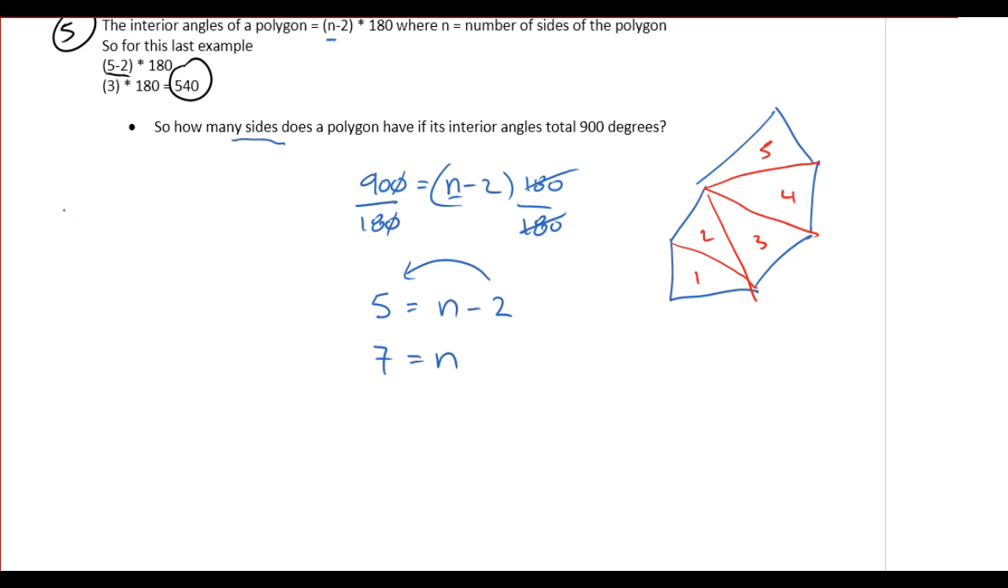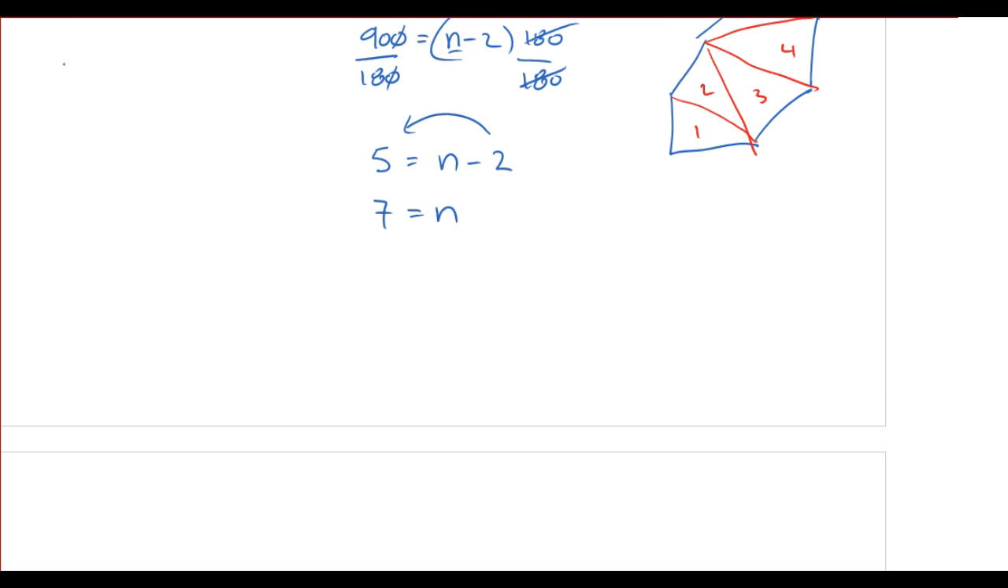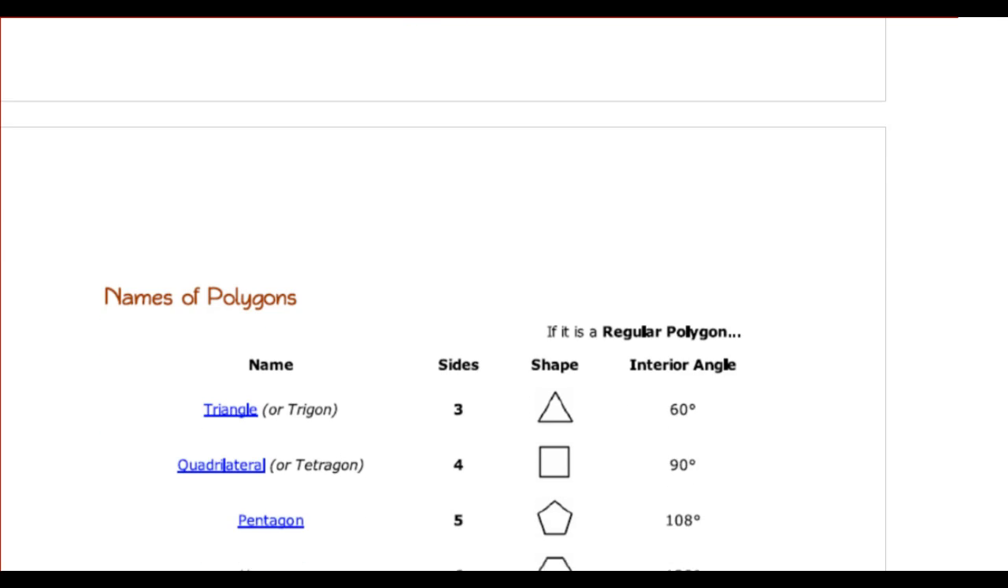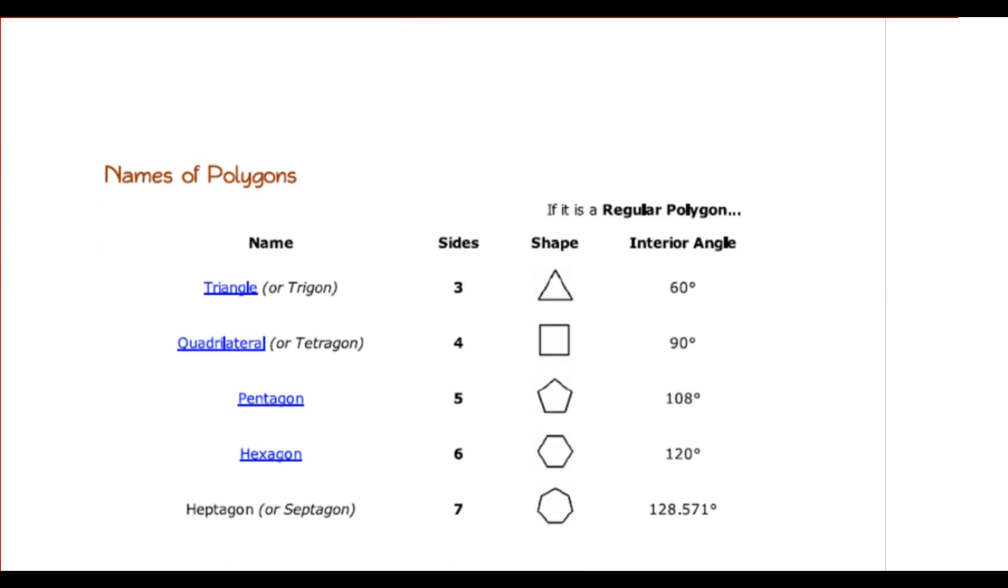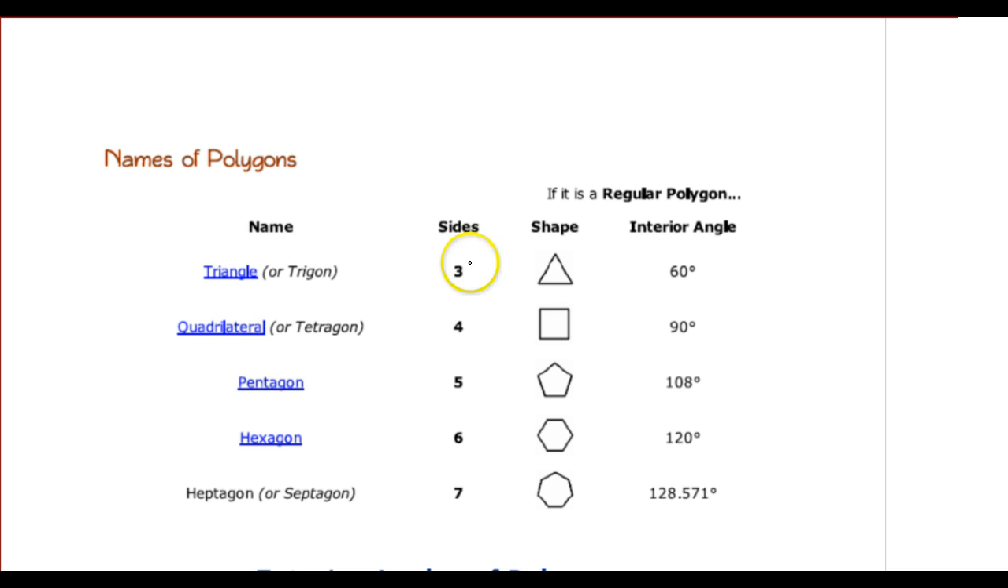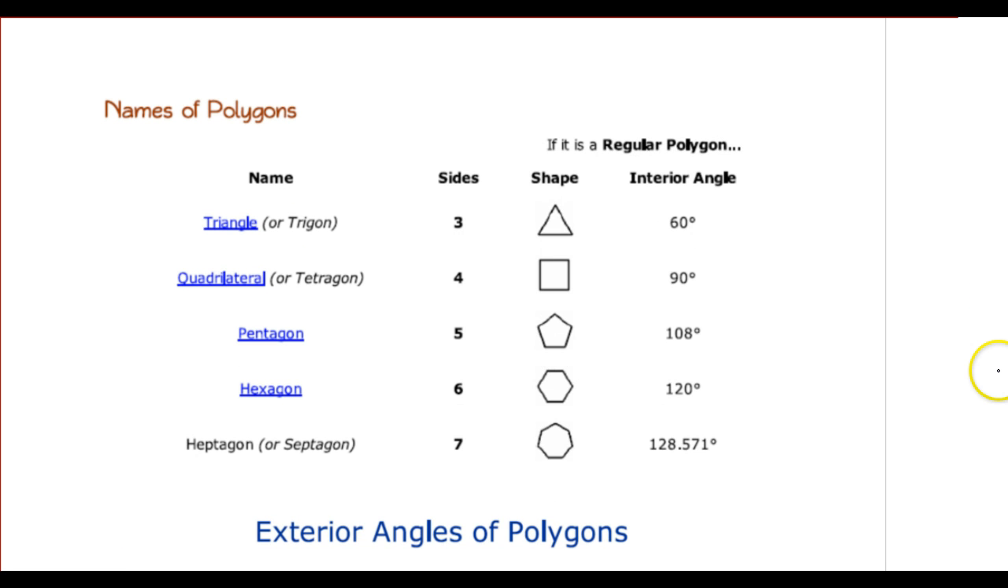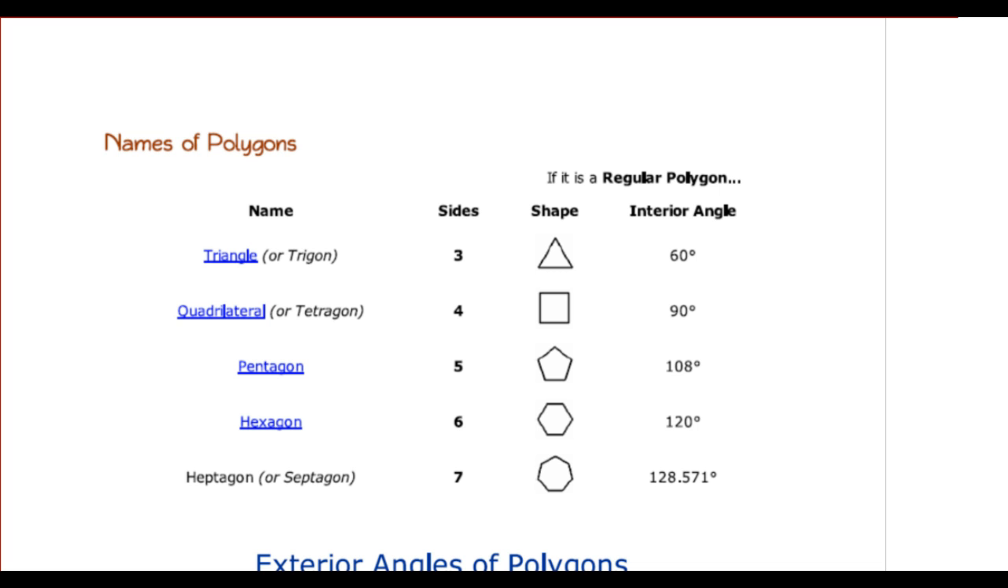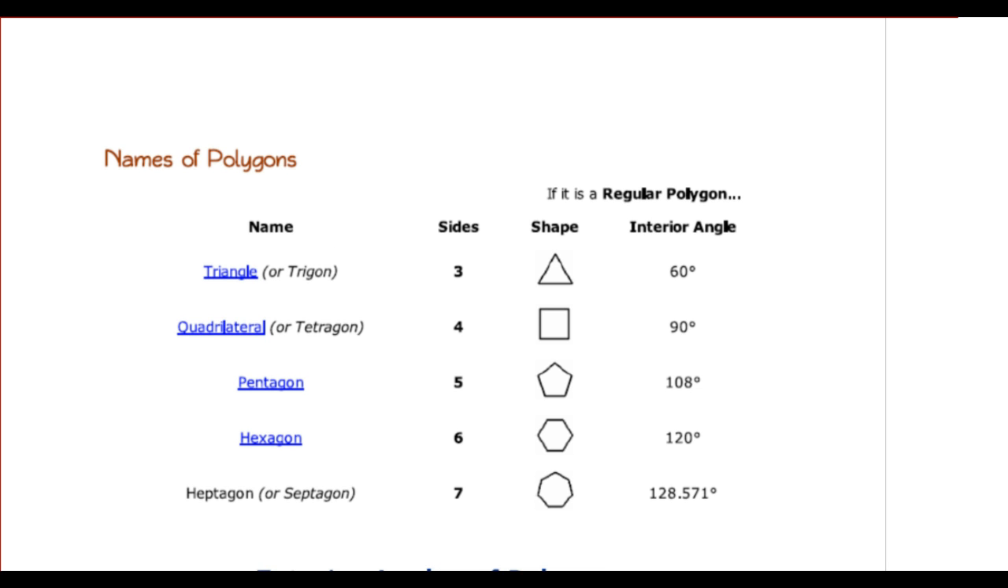Okay, let's look at a table here. So some of the names here. Again, the key thing is triangle has 3 sides, quadrilateral has 4 sides, pentagon has 5 sides, hexagon has 6 sides, heptagon, and then there's probably the octagon, which you kind of want to remember. So those first 8, you want to remember their names.